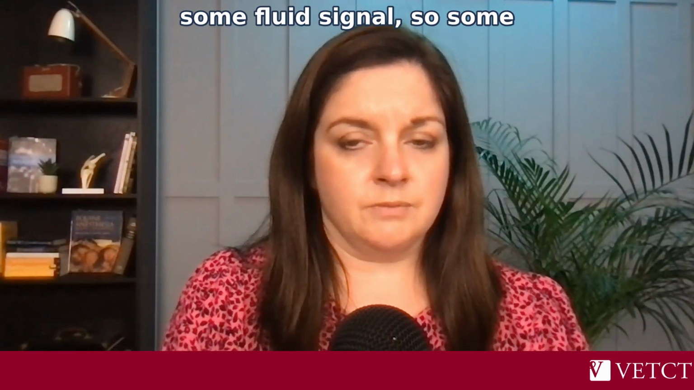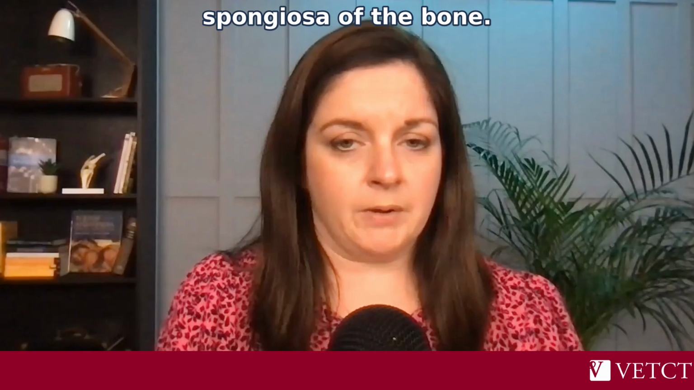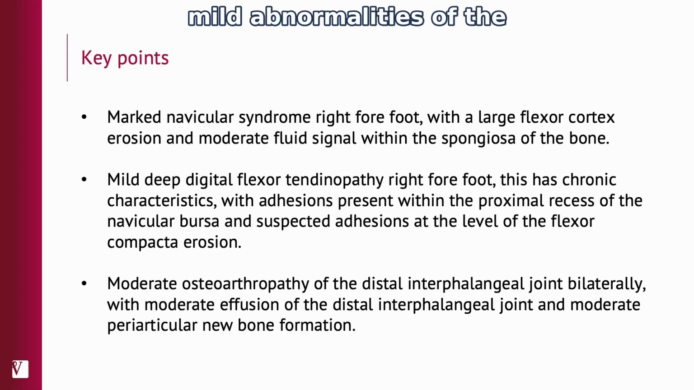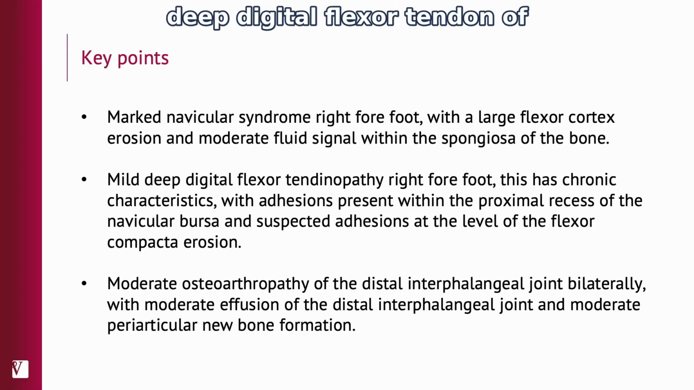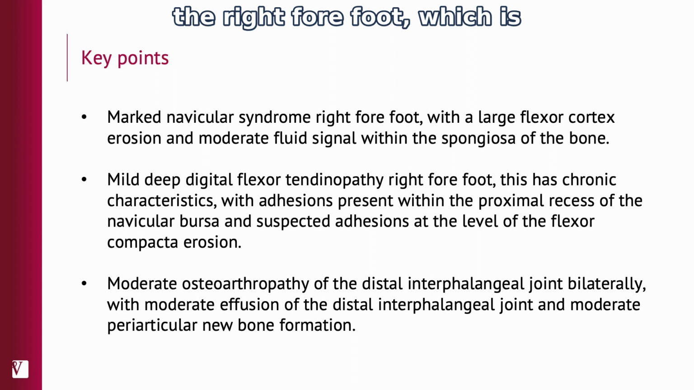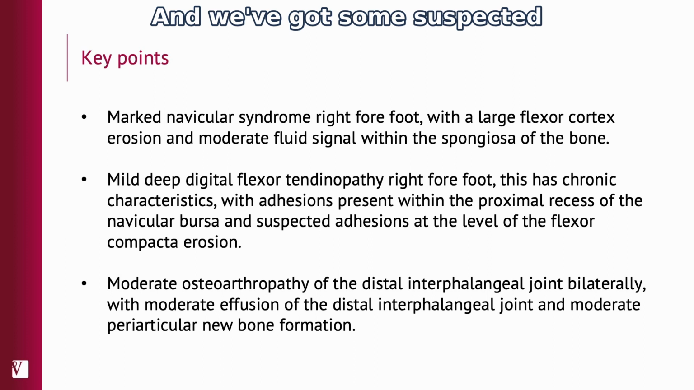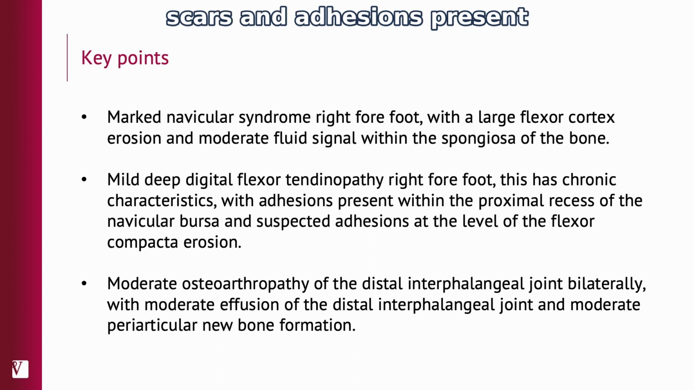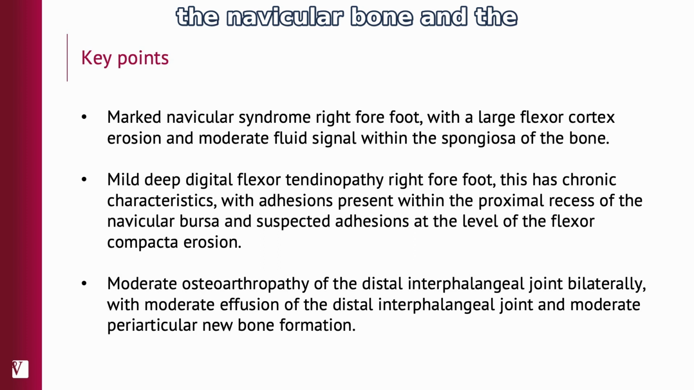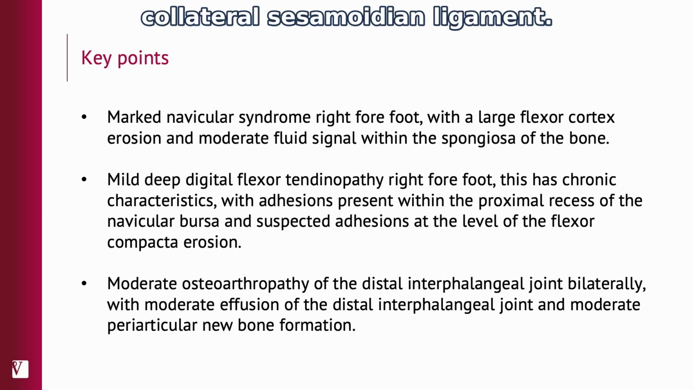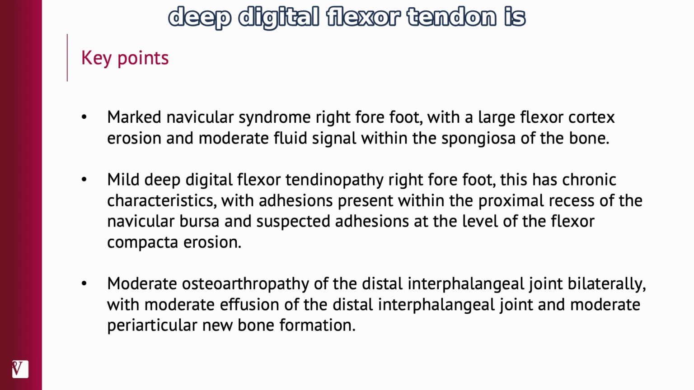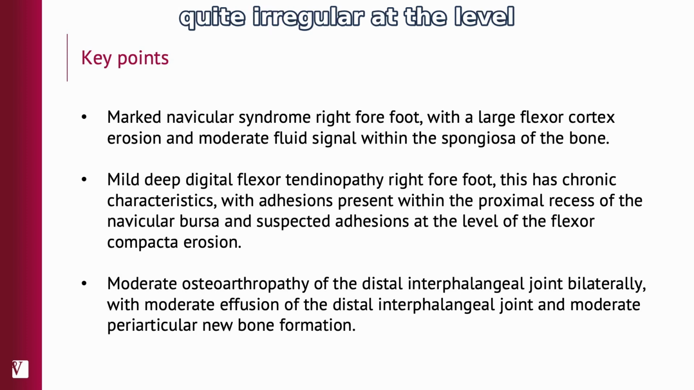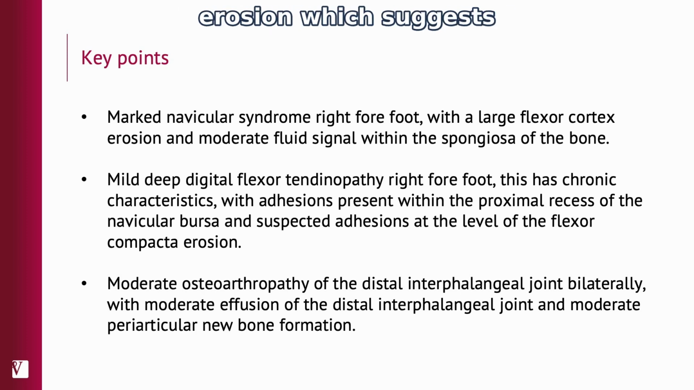and some fluid signal, so some inflammation within the spongiosa of the bone. We can see that there are mild abnormalities of the deep digital flexor tendon of the right forefoot, which is chronic in character, and we've got some suspected scars and adhesions present between the dorsal border of the navicular bone and the palmar border of the collateral sesamoidean ligament. We can also see that the deep digital flexor tendon is quite irregular at the level of the flexor cortex erosion, which suggests adhesions in this region as well.